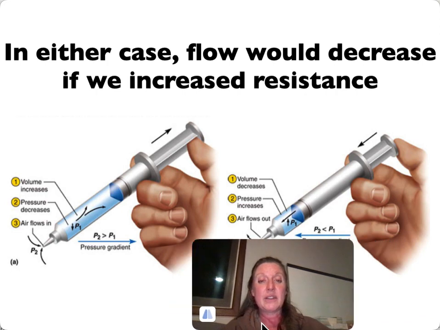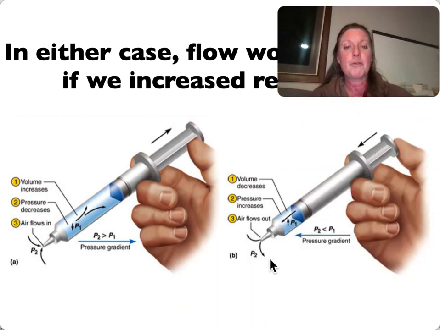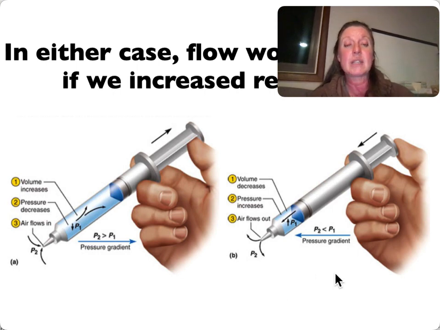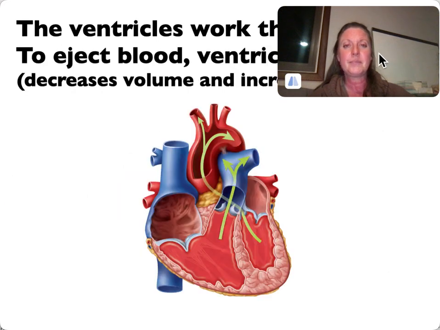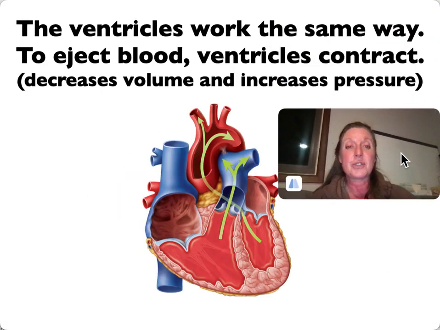Okay, in either case, if we put our fingertip over this opening and covered it completely or partially, we would be increasing resistance and we would make it so that less air was able to flow in or out of these syringes. Okay, the ventricles work the same basic way.